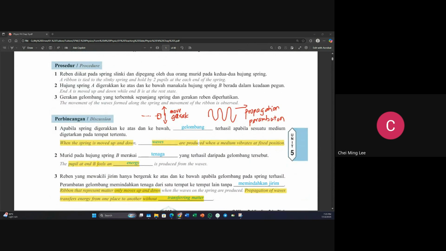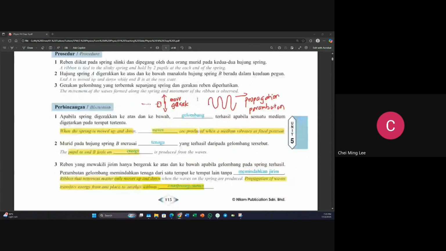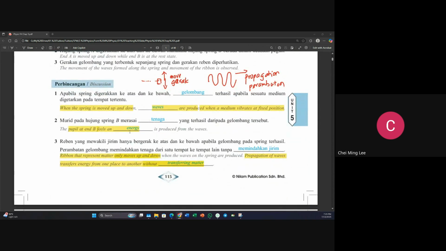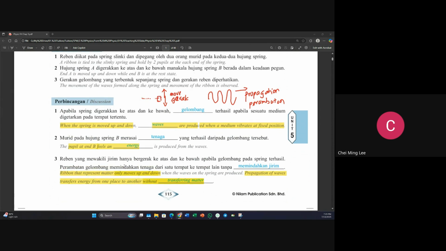Now, when the spring is moved up and down, the waves are produced when the medium vibrates at a fixed position. So the pupils at NB will experience energy produced from the wave. And the ribbon that represents matter only moves up and down when the waves on the spring are produced. The propagation of waves transfers energy from one place to another without transferring the matter.